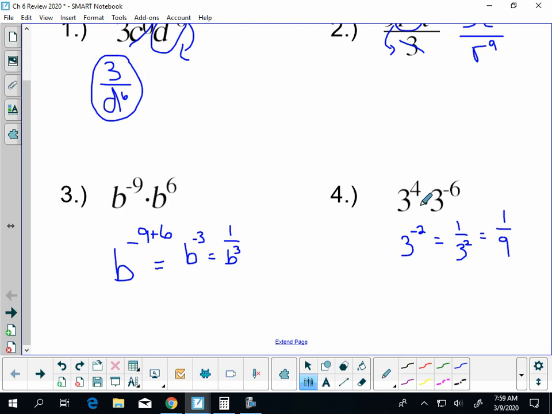Be careful on number 4 because your base is 3. And every once in a while, students have a tendency to want to multiply that 3 times 3. The base stays 3. Add your exponents, 4 and negative 6, and you get negative 2, which is 1 over 3 squared, which is 1 over 9.